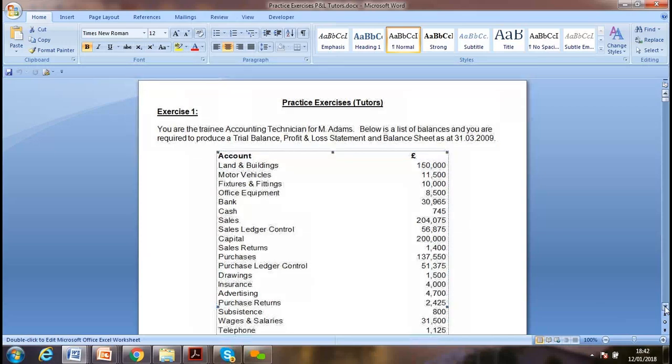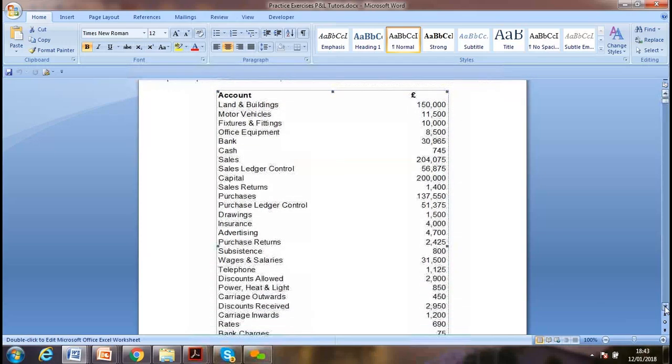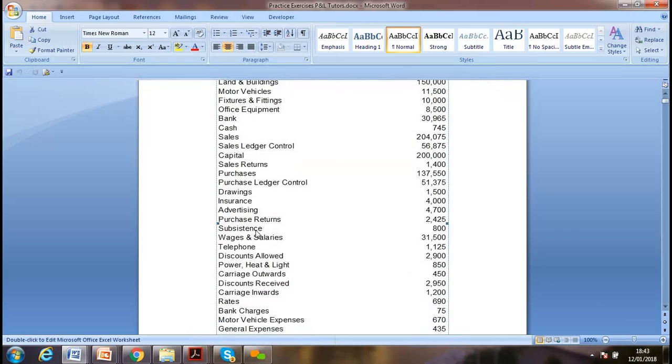Purchase is a debit. Purchase return will be credit. Subsidy, or subsistence, means we are offering some discount, so that goes on the debit side. Expense. Wages goes on the debit side. Telephone bills is on the debit side. Discount allowed means we gave discount to somebody, that's an expense for the business. Power, heat is an expense. Carriage outward means the delivery charges we paid as a business.